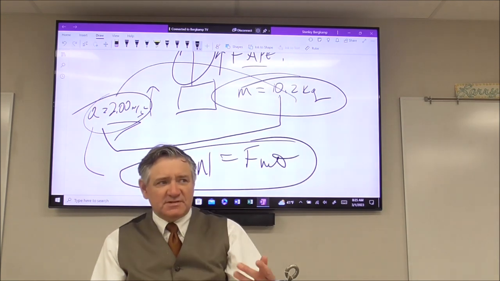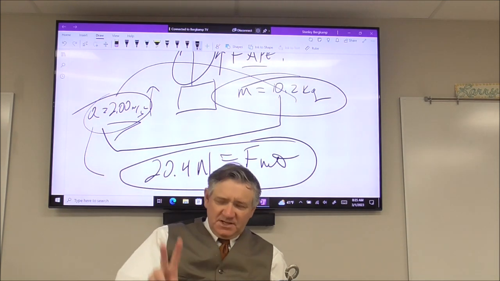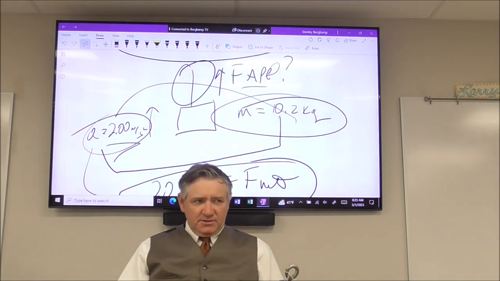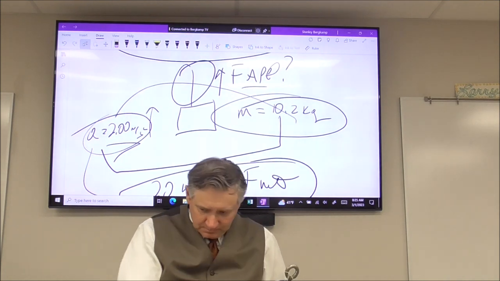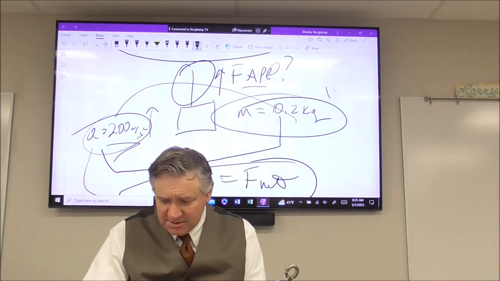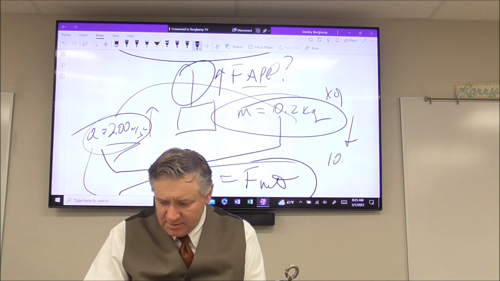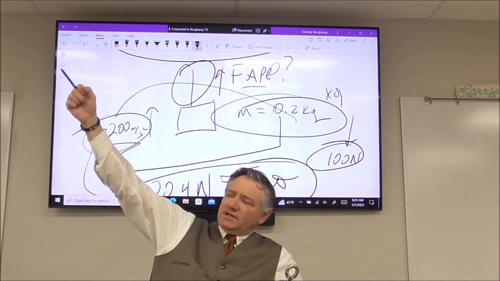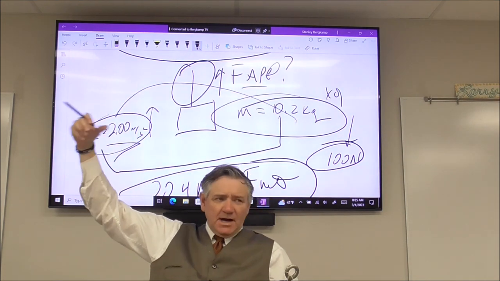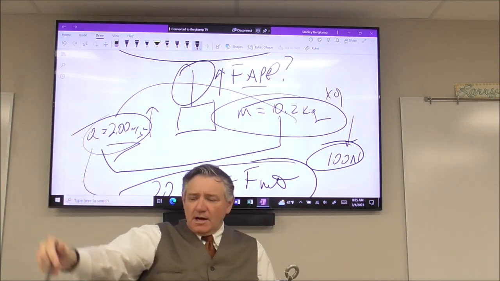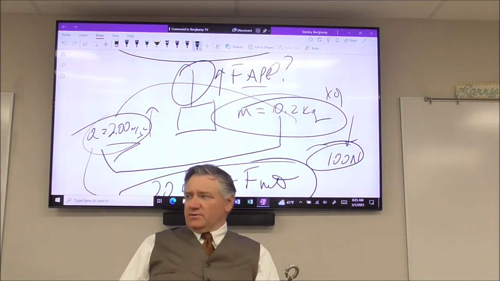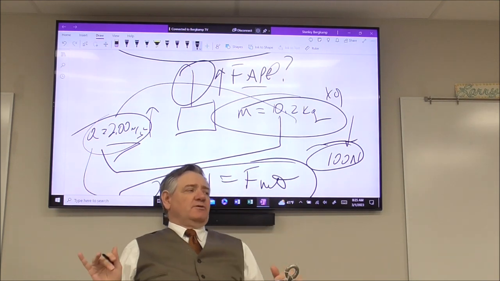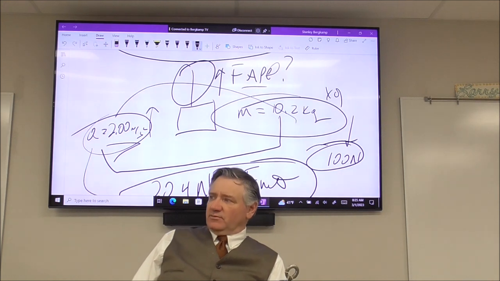Now, think this through, I beg of you. This thing weighs 10.2 kilograms. That's its mass. We just said if I multiply that by g, I get 100 newtons. So if I'm just holding up the elevator, I have to apply a force of 100 newtons just to hold the elevator. So at a minimum, just to hold the elevator, I have to exert 100 newtons of force, right?